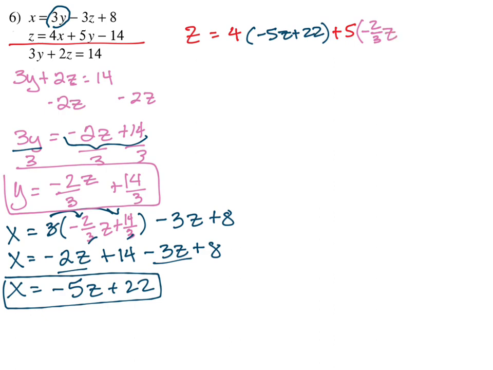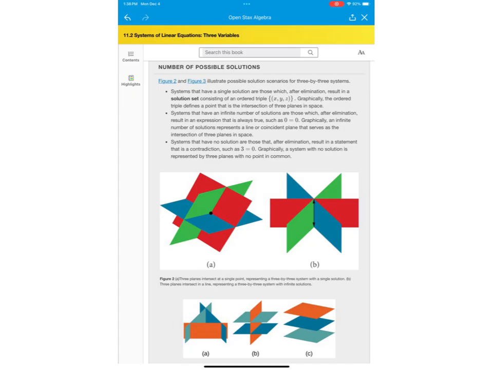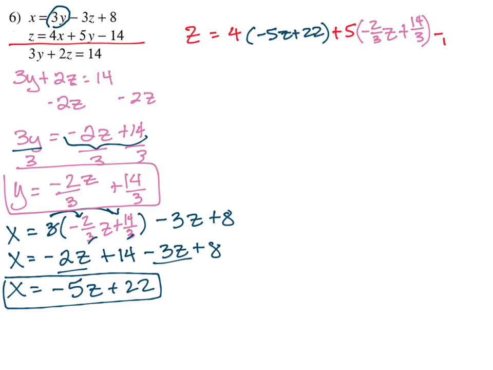Negative 2/3 z plus 14/3. And then I'm going to finish my z equation with minus 14. Okay, so now we can start getting our z stuff by itself.